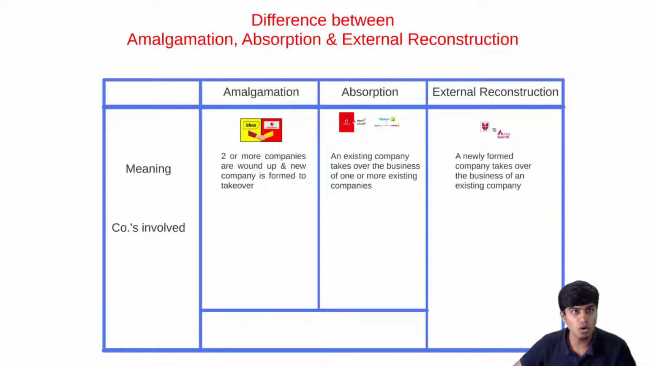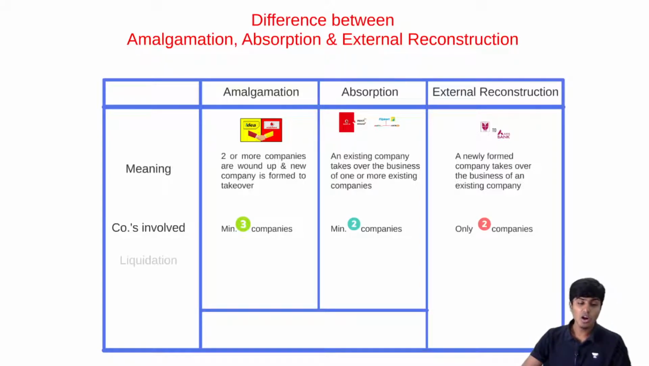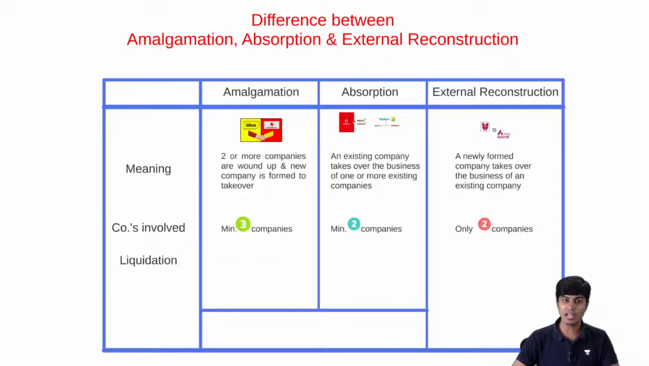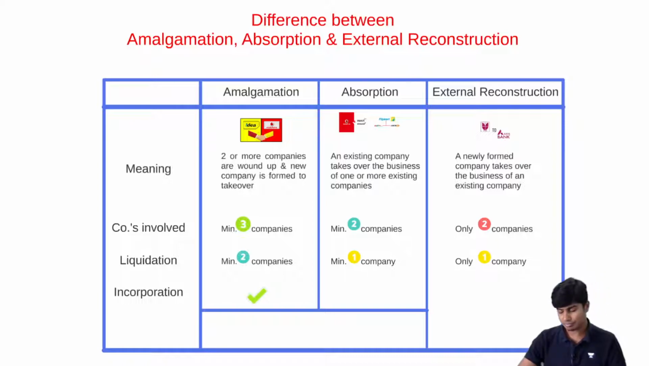Then we went on to understand the companies involved. How many companies are involved in amalgamation? Basically, a minimum of 3 companies, and in absorption a minimum of 2 companies, and external reconstruction again only 2 companies. How many companies will be liquidated? In amalgamation minimum 2, in absorption minimum 1, and in external reconstruction only 1. We also saw incorporation: there is incorporation in the case of amalgamation and external reconstruction, but not in the case of absorption.